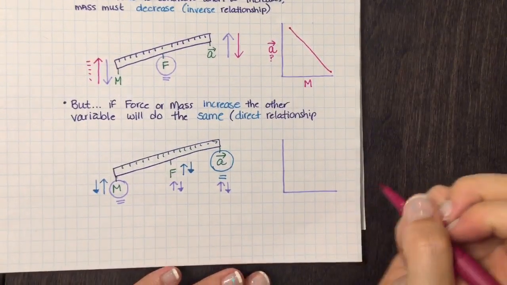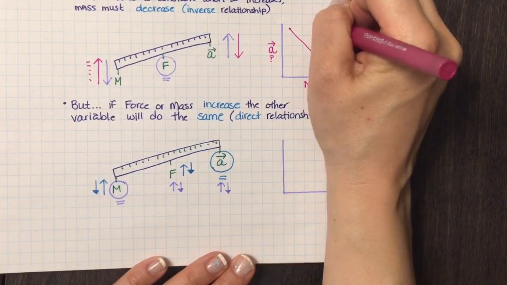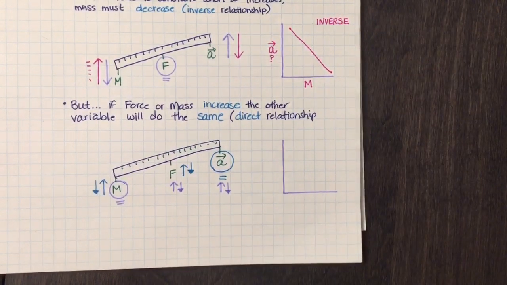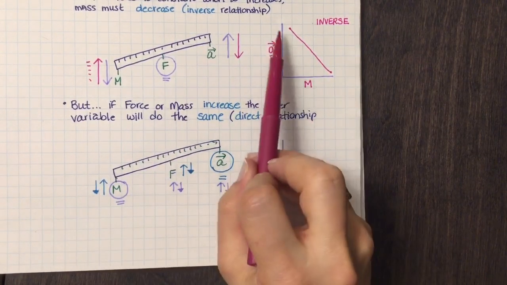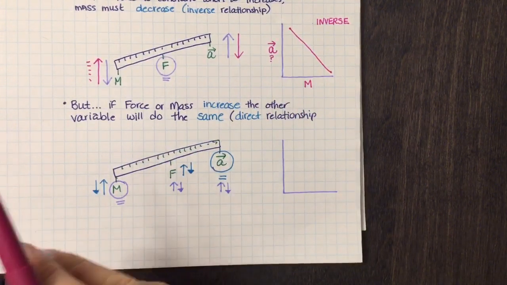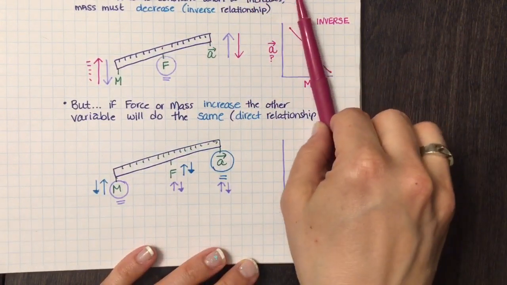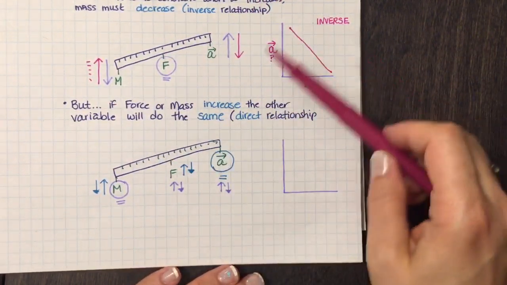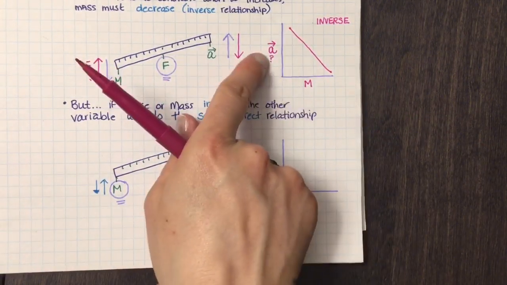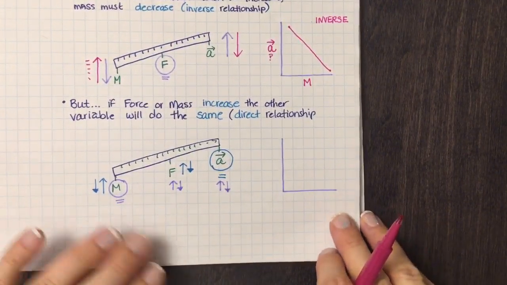So this is what an inverse graph looks like for Newton's second law. It always has a line that goes down and to the right. How steep? I don't know whether it's like this or like this or even steeper, but that's generally what it looks like. And then it just depends on whether your acceleration or your mass is here, depending on the situation.